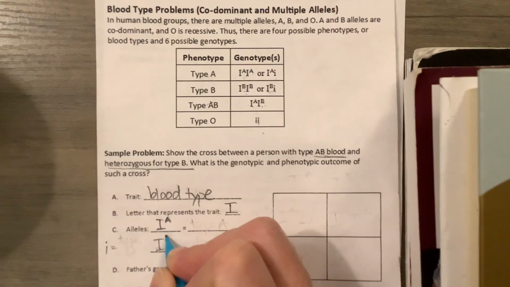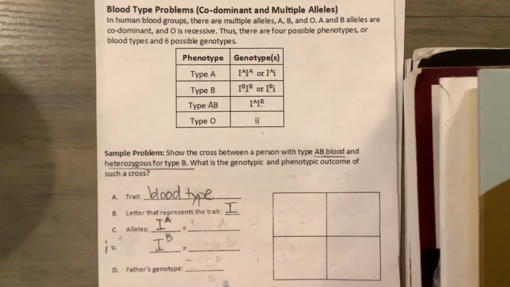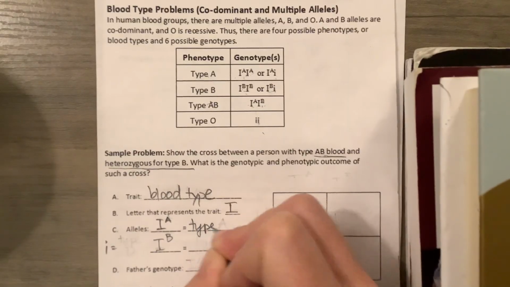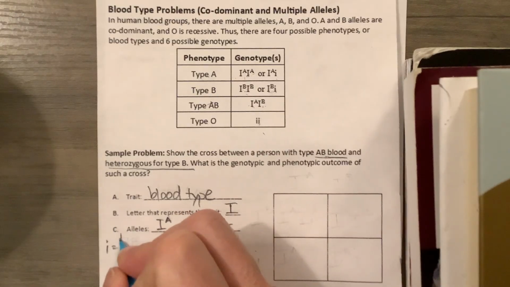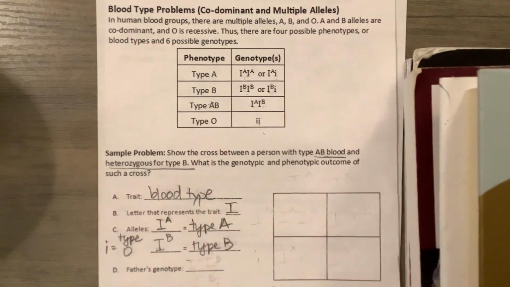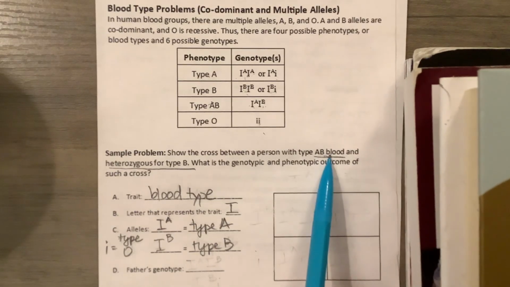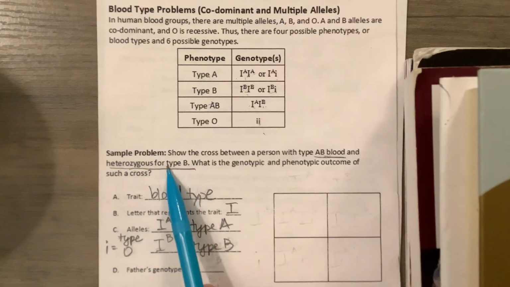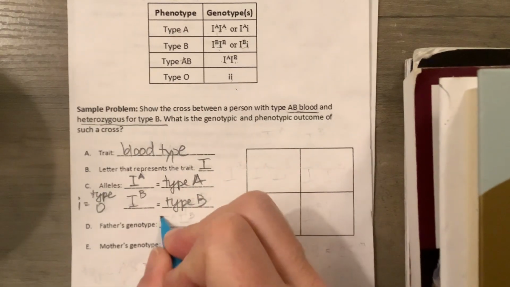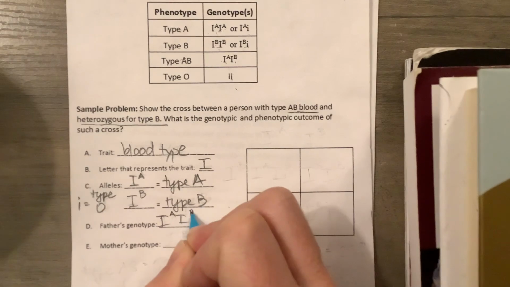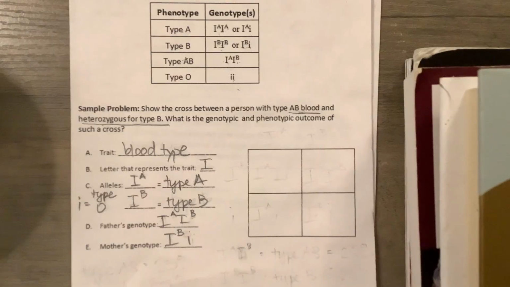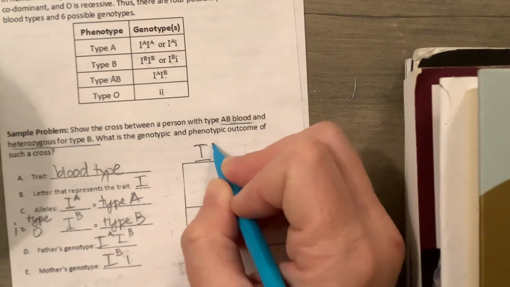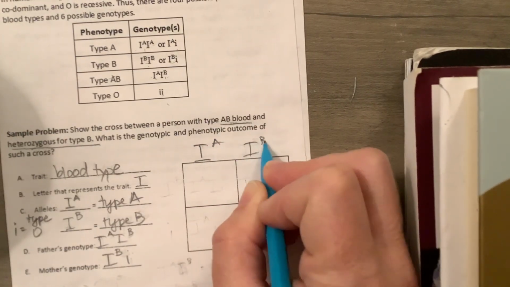So you can be A, B, or recessive. So this will give you type A blood, type B blood, or we're going to squeeze this in over here, type O blood. Okay, so in our problem, we've got AB and we've got heterozygous for type B. So AB, heterozygous for B. Let's fill in our Punnett square.